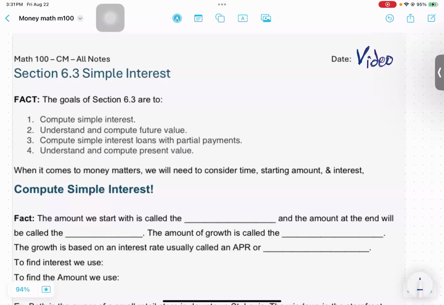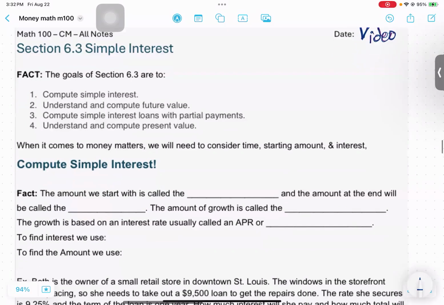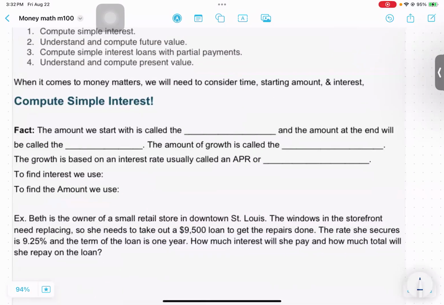So simple interest is actually going to feel a lot like what we were doing with percentages, which is pretty great. It's going to feel pretty familiar, I think. Let's keep in mind our goals about computing simple interest. Interest is in terms of future value, computing loans, dealing with, again, money stuff. This is our money unit, okay? So simple interest. Well, first of all, what on earth is interest?